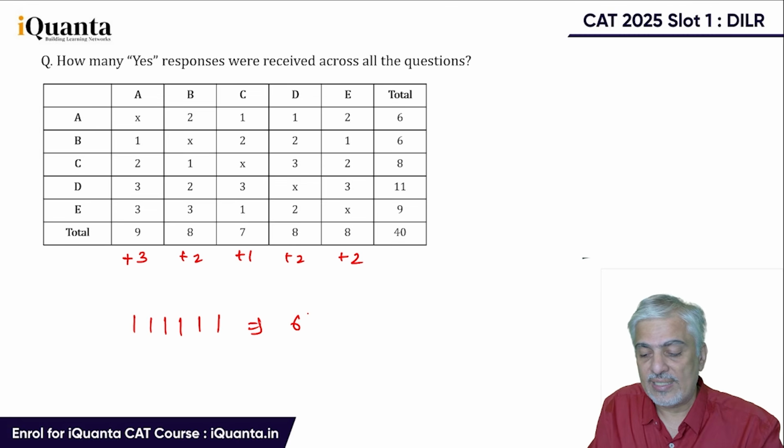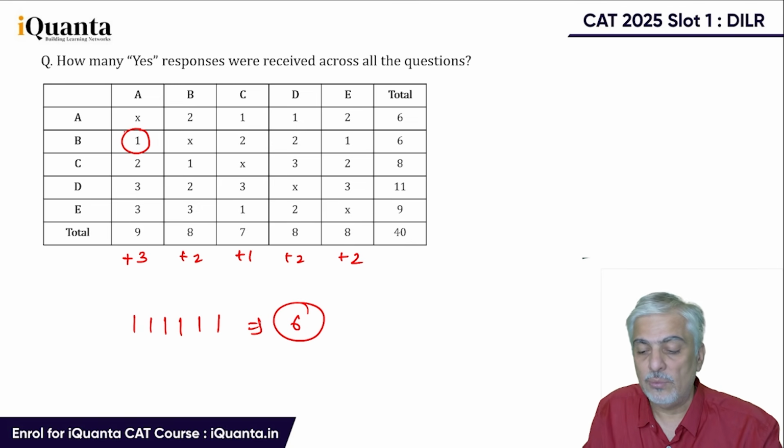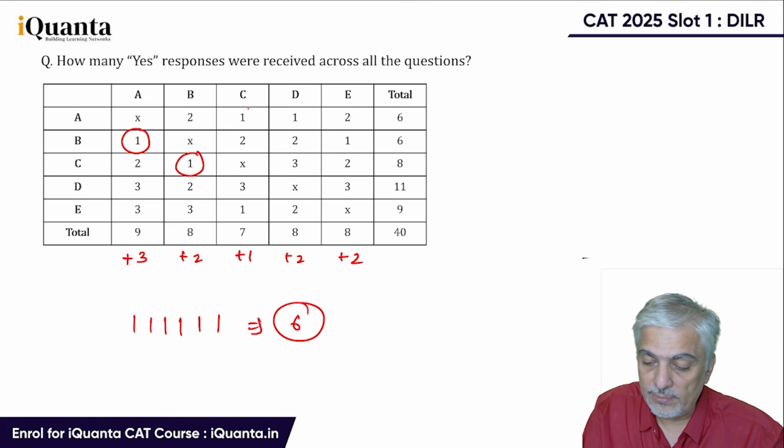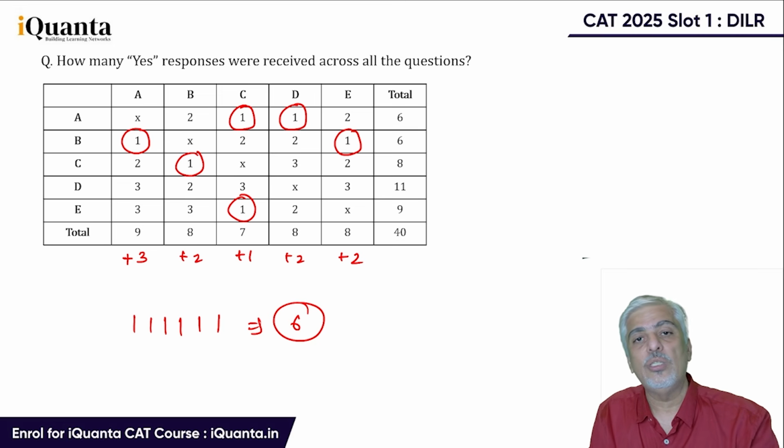So the answer is 6. You can sit and count also. You can see column A has only 1 1. Here also there is only 1 1. Here there are 2 1s. Here there is 1 1. And here also there is 1 1. And so total there are 6 ones. But I would not do this method.